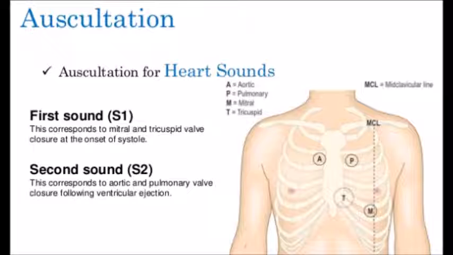Auscultation is of the heart sounds. The first heart sound corresponds to the mitral and tricuspid valve closure at the onset of systole. The second heart sound corresponds to the aortic and pulmonary valve closure following the ventricular ejection. You can see the diagram also, giving all the heart sounds you can hear for first and second.